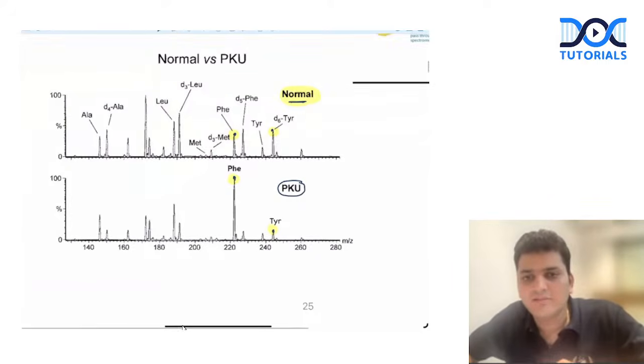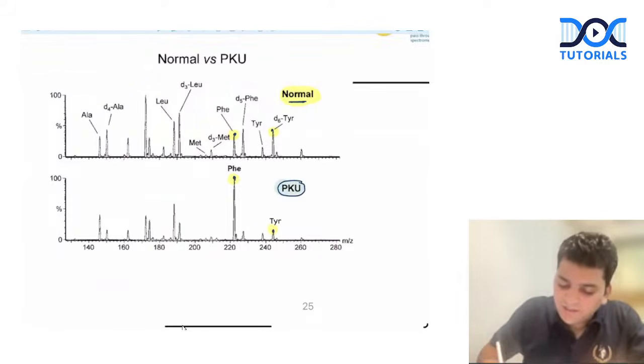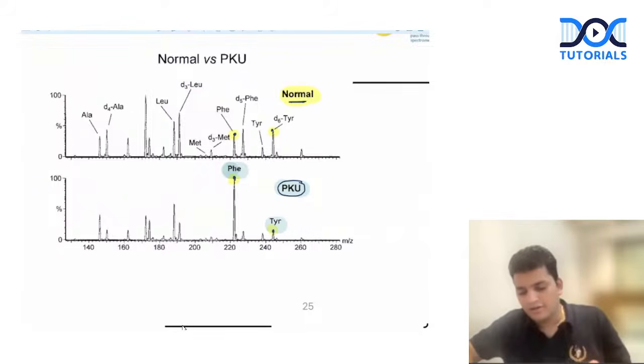In fact, this image itself can come and they can ask the diagnosis, right? If they give you this image stating that the phenylalanine is more and the tyrosine is less, it is going towards what? It is going towards phenylketonuria. This is the report of tandem mass spectrometry, right?